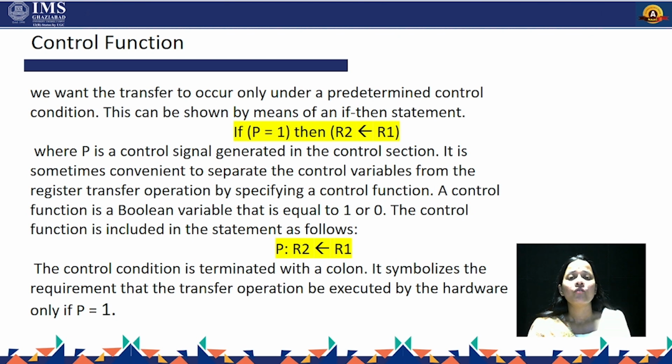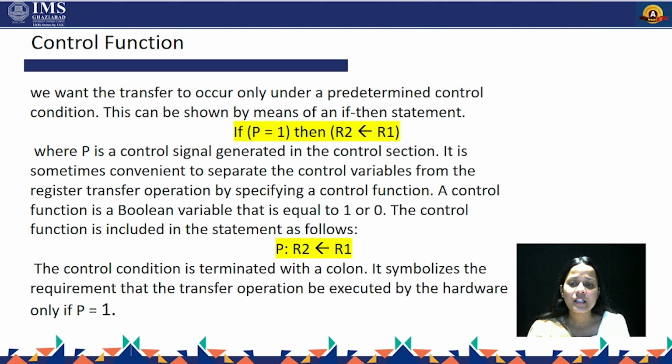Now we have a control function in this. Control function means just like control. Control means you are taking control of the situation, that whatever will be done, it will be done according to the control which is applied in the situation. So here if you want to transfer the data from R1 to R2, let's understand the term by control function. In this we have an if-then condition. If P equals 1, what is P?